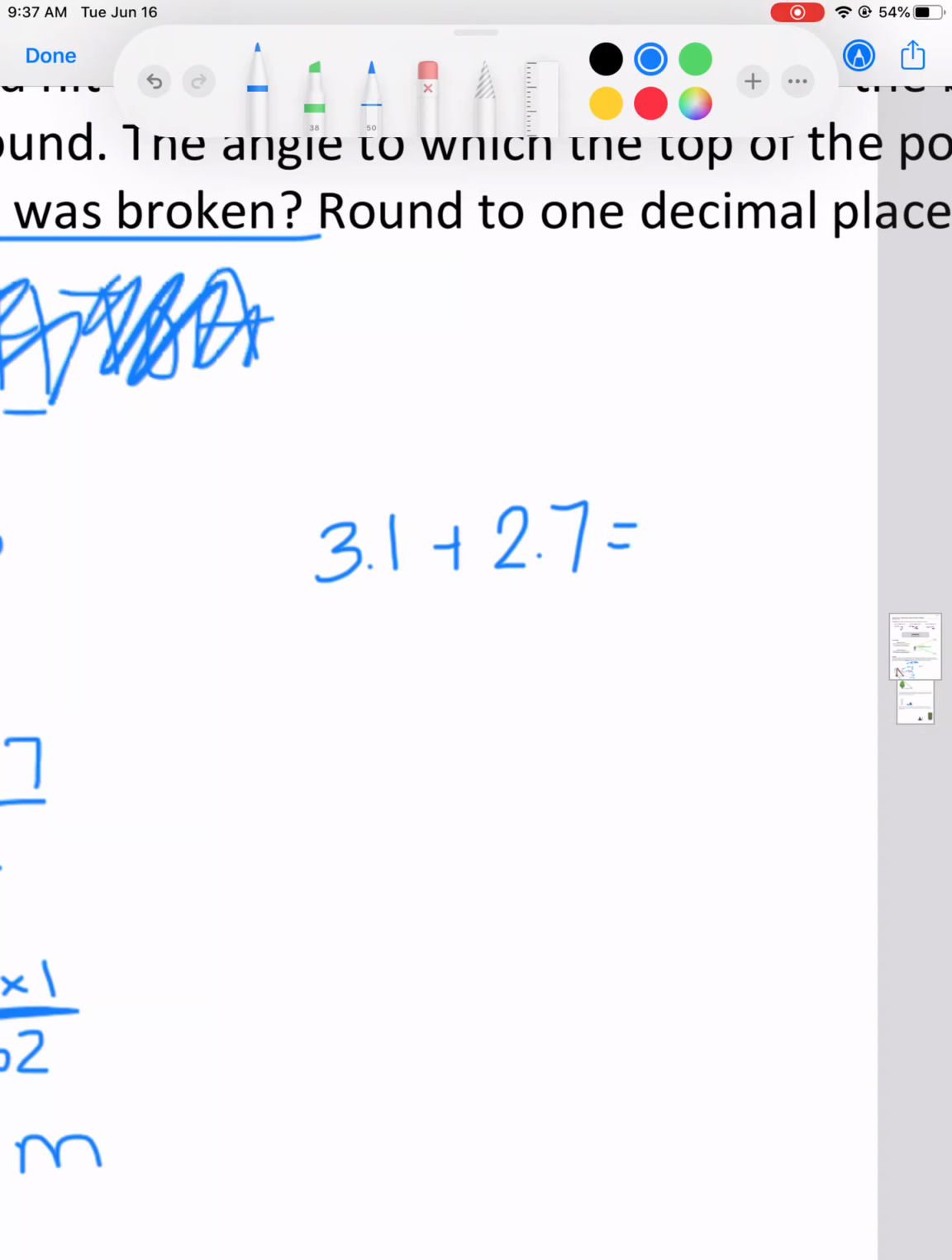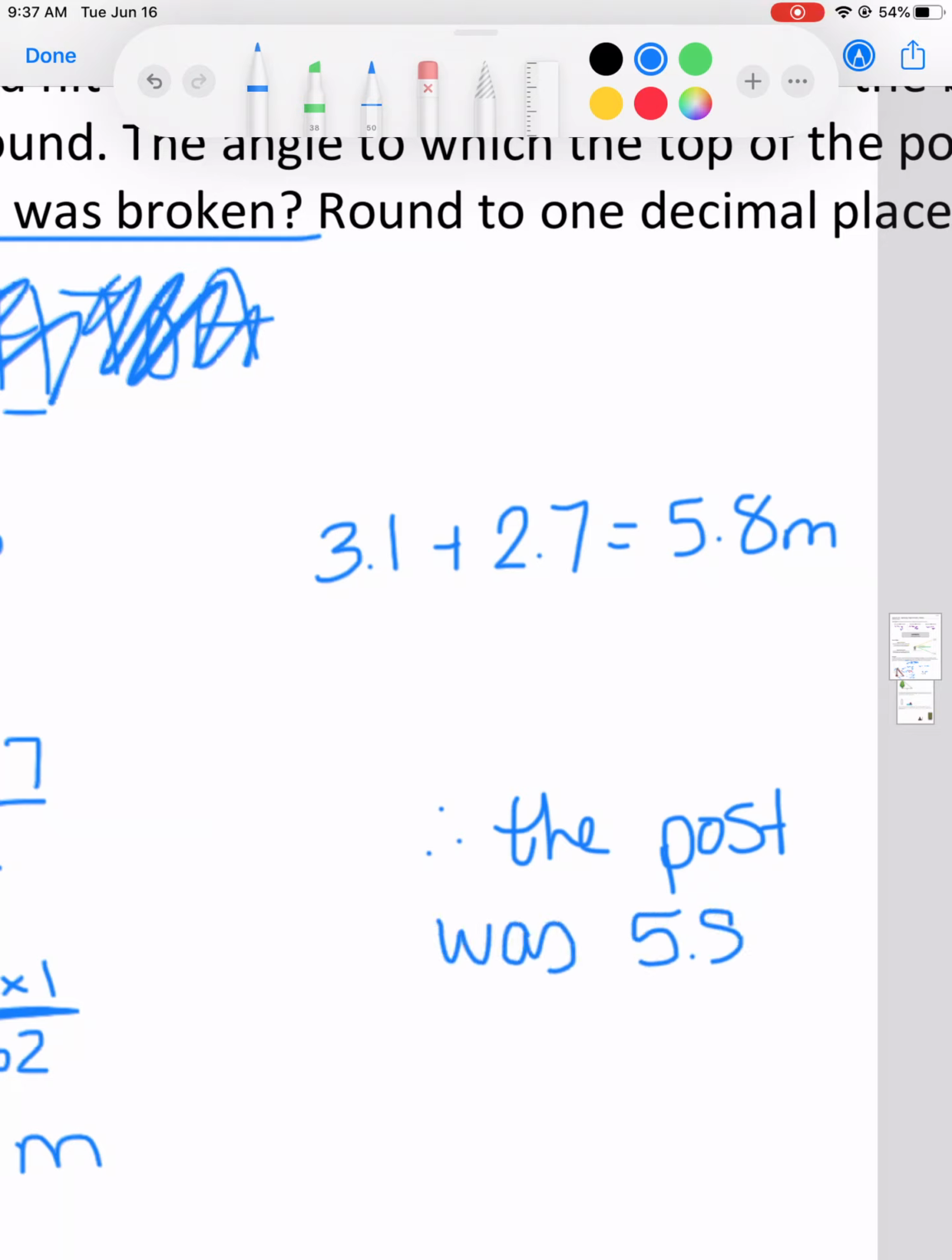So 7, 8. So therefore, the post was 5.8 meters. Okay, so don't forget that.